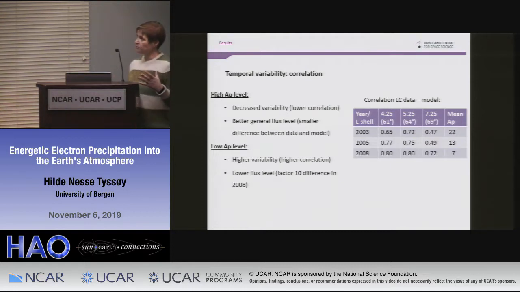But the fact that the AP model is quite sensitive when you have low AP values actually gives it a better correlation with the lost cone fluxes in 2008. And in 2008 we had the largest underestimation compared to the lost cone fluxes. But the correlation just tells us about the variability, and in that sense it does a better job in 2008 compared to 2003. But it's still quite a good correlation in terms of variability.